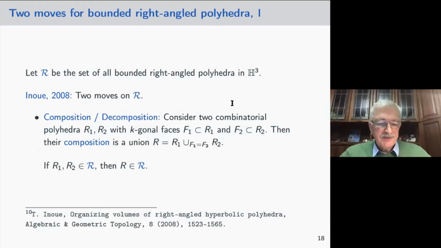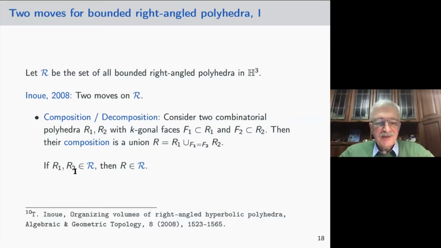And let me introduce two kinds of moves for manifolds for polyhedra of this class. So the first move is composition, and its inverse is decomposition. Suppose you have two combinatorial polyhedra, and suppose both of them have k-gonal faces, say F1 and F2, and you consider a composition or connected sum of two polyhedra along these faces. It's just combinatorial. So you have the same k-gonal faces, and you combinatorially glue these polyhedra, and the result proved by Inoue is the following.